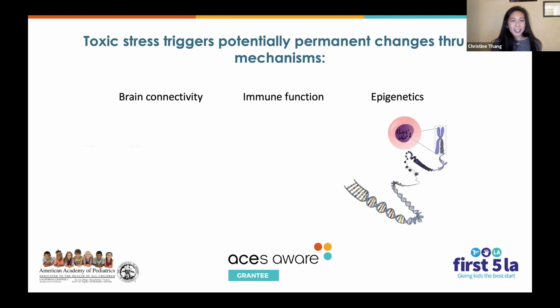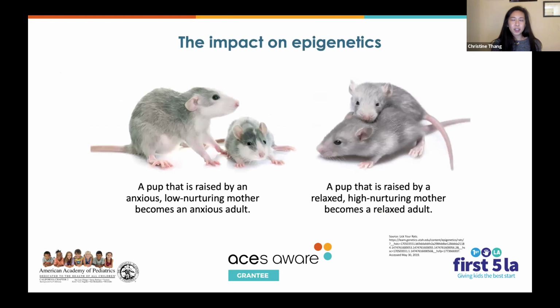And the last area is in the realm of epigenetics. And that's not so much how the genes are altered, but really how your genes are expressed. And in some animal models, what you see is that if you had a pup that's raised by an anxious, low nurturing mother, this pup grows up and becomes an anxious, low nurturing adult.